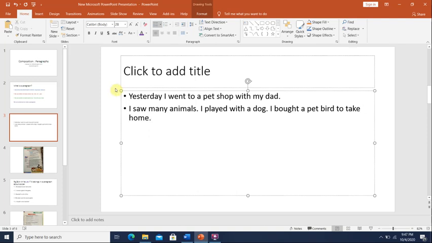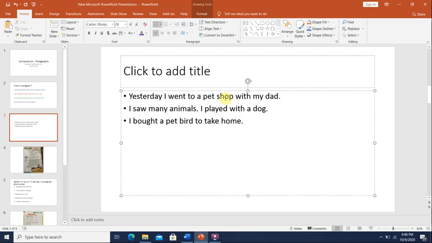Okay, so here I have more than one sentence about one idea. What is this? What is the idea? The idea is about my trip to the pet shop. Okay, I explained when I went using a time order word. I said who I went with. I wrote about the animals, that I saw many animals, and I played with the dog, and I bought myself a pet bird to take home. Okay, so a paragraph is a group of sentences that tell about one idea.